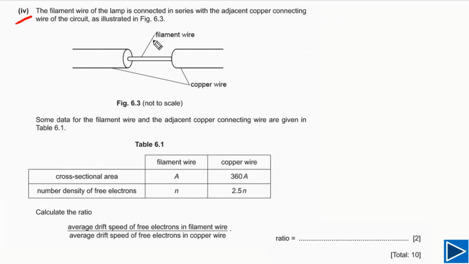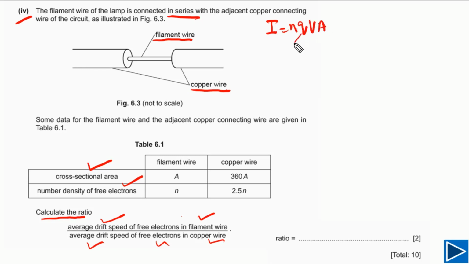For the last part, it is given that the filament wire and copper wire are connected in series, and the cross-sectional areas and number densities are given. The question is asking us to calculate the ratio between the average drift speed of free electrons in the filament wire to the average drift speed of free electrons in the copper wire. This is a typical question on the transport equation, and this is our transport equation: I is equal to nqv. We need to understand what Q is here. Q is the charge on a single electron and its value is constant. This is 1.6 times 10 to the power negative 19 coulombs.